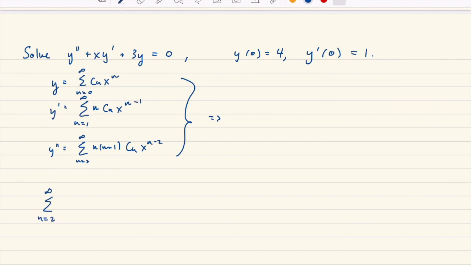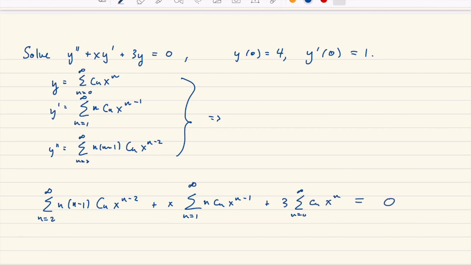So the sum starting at 2 of n times n minus 1, c sub n, x to the n minus 2, plus x times the sum starting at 1, so the sum n equals 1 to infinity, n c sub n, x to the n minus 1, plus 3 times the sum of y. So that's the sum from n equals 0 to infinity, c sub n, x to the n. That's going to be equal to 0.